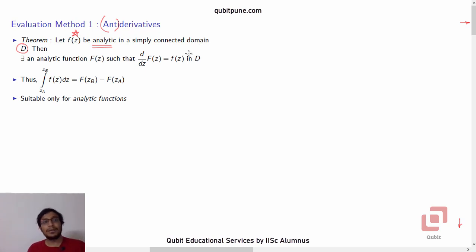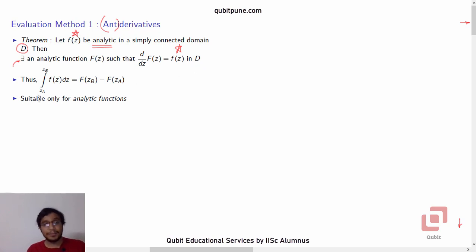The words simply connected domain do have specific meanings, but for us any curve that we will be using for our integration is going to be a part of a simply connected domain. So let f of z be analytic in a simply connected domain D, then there exists an analytic function, uppercase F of z, such that the derivative of F of z with respect to z is our original function in D.